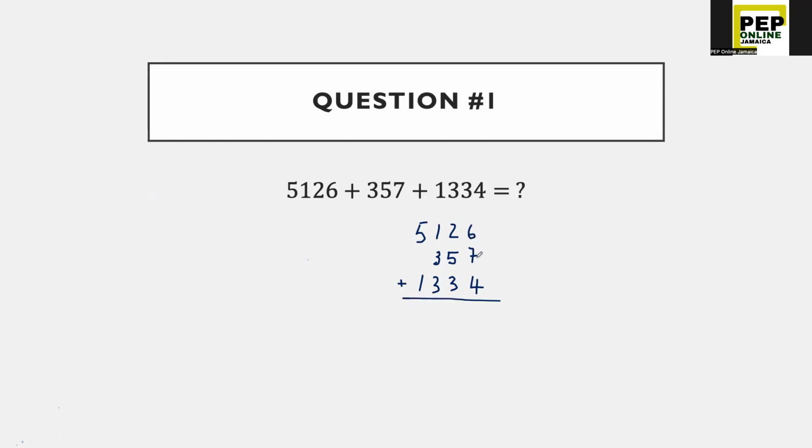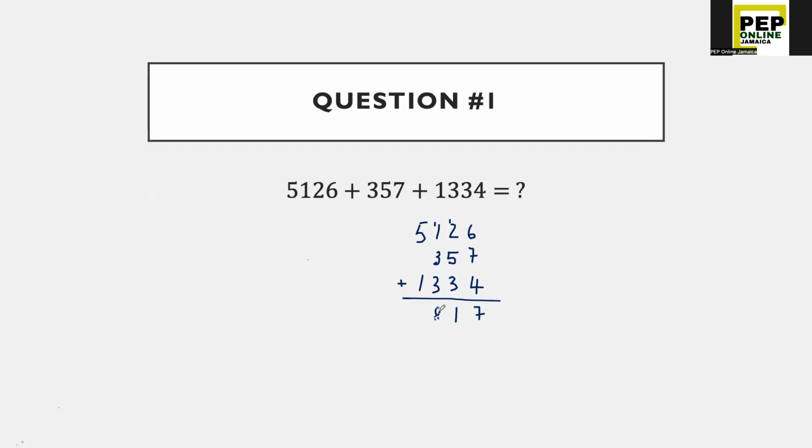When we add 4 and 7, we get 11. 11 and 6 will give us 17. Bring the 7 down here, carry 1. Start again. 3 and 5 will give us 8, plus 2, 10, and 1, 11. Carry 1. Okay. 3 plus 3 is 6, and 1, 7, and 1 makes 8.